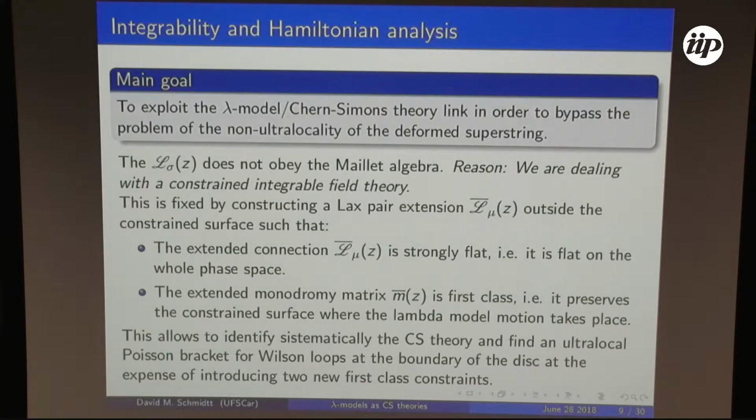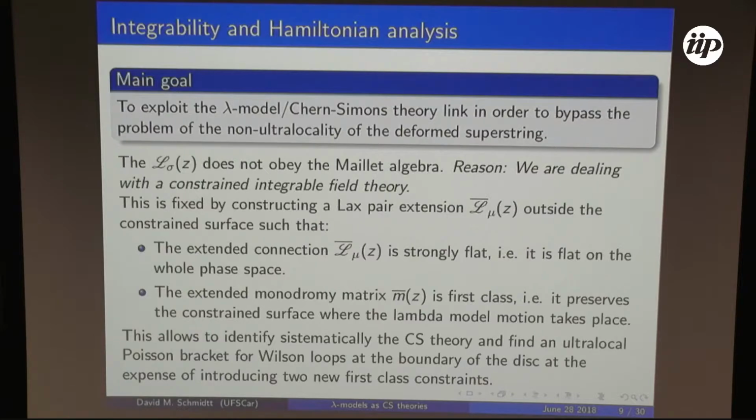So the main goal is the following: to explore the lambda model Chern-Simons theory link in order to bypass the old problem of the non-ultralocality, in this case for the deformed superstring. So this L, the spatial component of the Lax connection written before, doesn't obey the Maillet algebra. The reason is that we are dealing with a constrained integrable field theory, so we need to use the Dirac procedure heavily. I will write it.